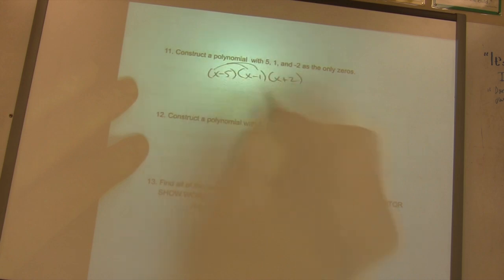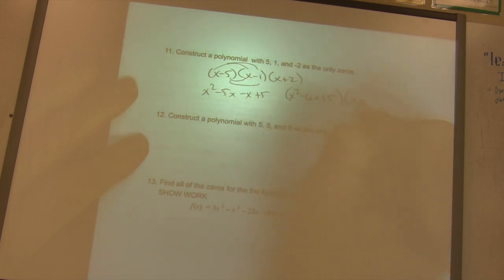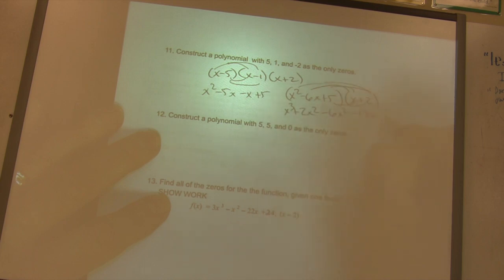So if I multiply this, I would get x squared minus 5x minus x plus 5, and then add like terms. So I get x squared minus 6x plus 5. And then I would multiply that by x plus 2. So x squared times both, so x cubed plus 2x squared, minus 6x times both, so minus 6x squared minus 12x. And then 5 times both, so 5x plus 10. So we get x cubed minus 4x squared minus 7x plus 10.